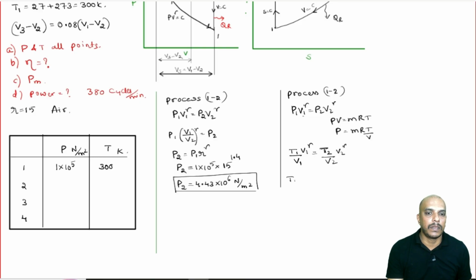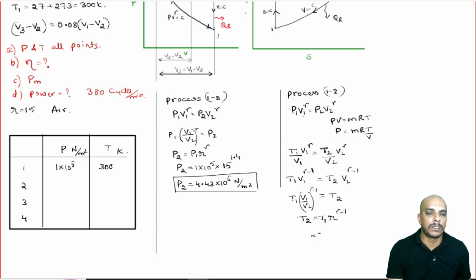Now we'll have T1. If it goes to the numerator, it becomes V1 power gamma minus 1, because the powers will be added. Similarly, T2 V2 power gamma minus 1. So T2 is equal to T1 times (V1 by V2) whole power gamma minus 1. That is nothing but T2 is equal to T1 times R power gamma minus 1.